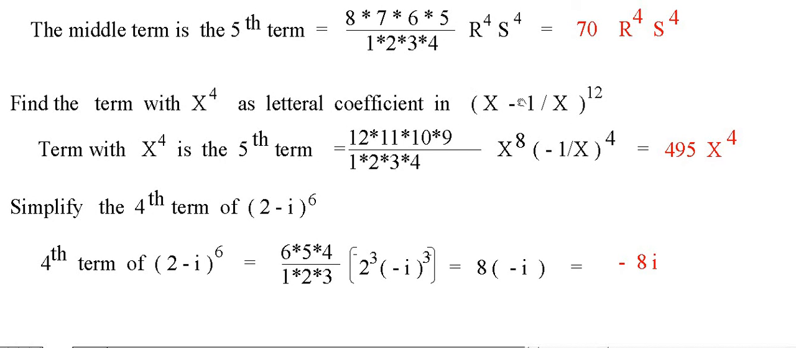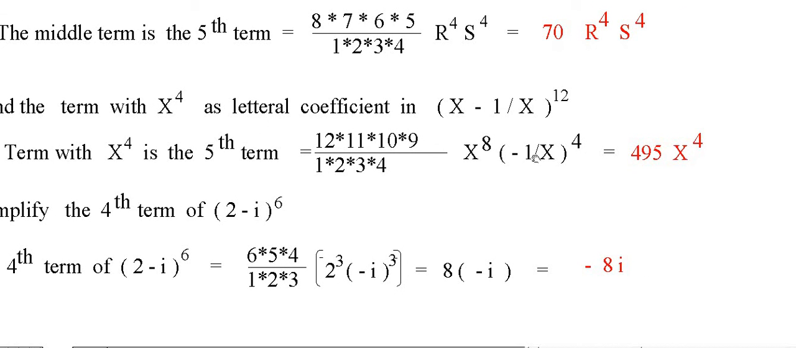Then find the term with x to the 4th as literal coefficient in x minus 1 over x raised to the 12. We don't know which term it is, but the simplified expression must have x to the 4th. In the fifth term, the exponent of the first literal coefficient is 8 and that of the second literal coefficient is 4. The sum of these must be 12, the original exponent of the expansion. Now x to the 8 divided by x to the 4th is x to the 4th, and this is the answer to this question.